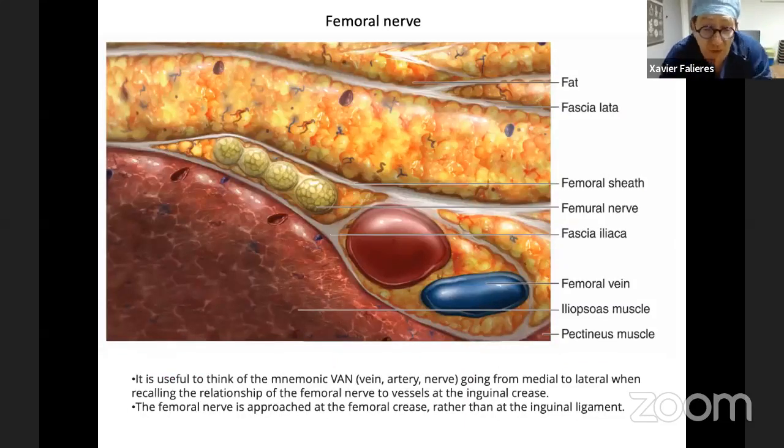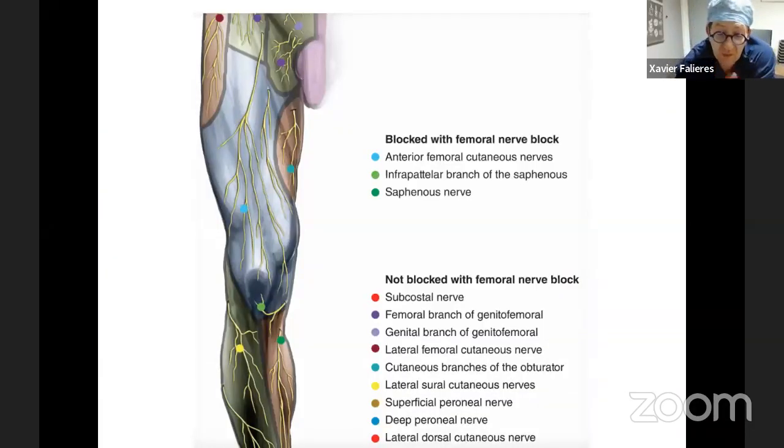I will begin with the femoral nerve. The femoral nerve is a very big one, difficult to miss. We see it with ultrasound and with landmarks. Always remember that you will see the vein, the artery, and the nerve from medial to lateral. These are very important landmarks when you don't have ultrasound, or when you have ultrasound, to localize the nerve. It's also very important to know that a good femoral block will extend also to the saphenous branches, and the saphenous branches are very important also for the medial side of the ankle.